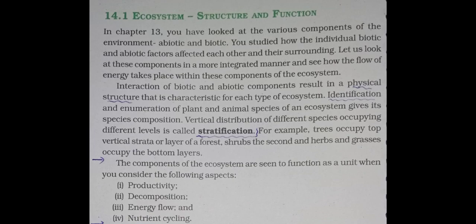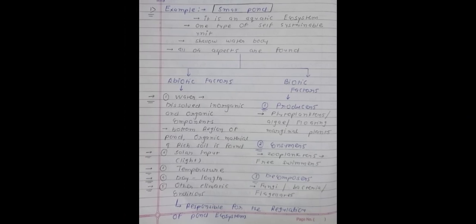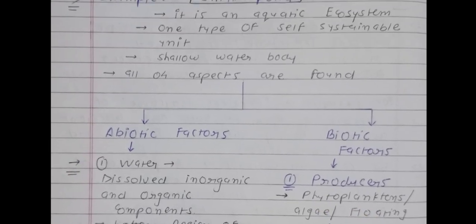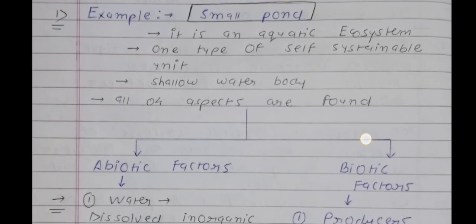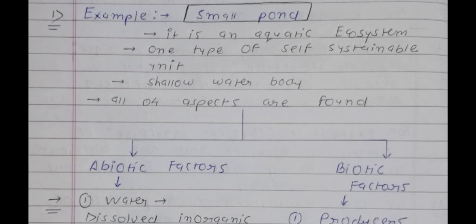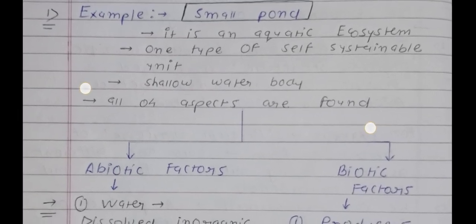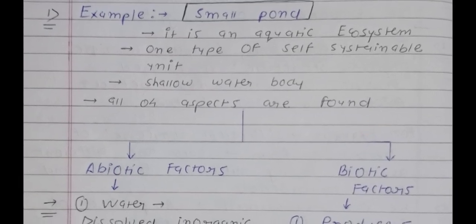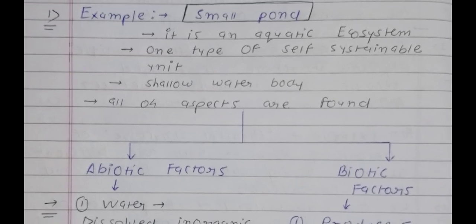Now we will talk about the second part of this question. In the second part we will take an example of an ecosystem. Here we have an example of a small pond. Remember that a pond is one type of freshwater ecosystem. It is an aquatic ecosystem. It is one type of self-sustainable unit.